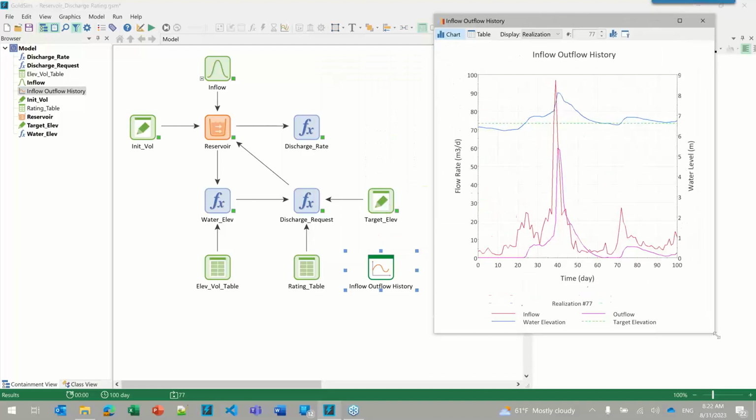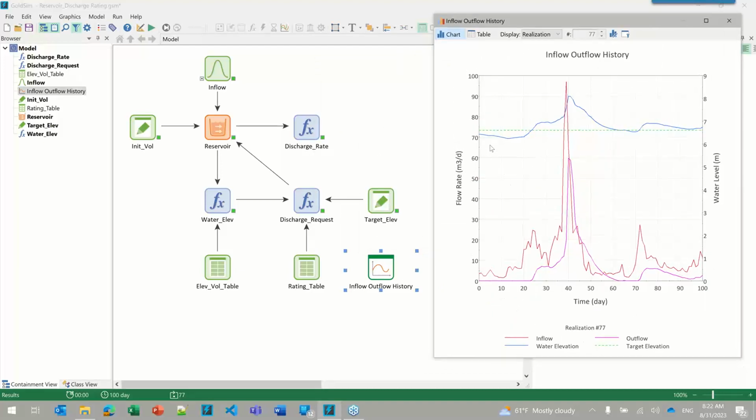So this one is showing us how the water level in blue is below the target in green. And so our discharge, that's this magenta line here, the outflow is zero. And then once it crosses the boundary and goes above the target, then our flows begin to increase. And then you can see that the relationship between the depth over the target to the flow is not linear, right? That's because we're using this table.